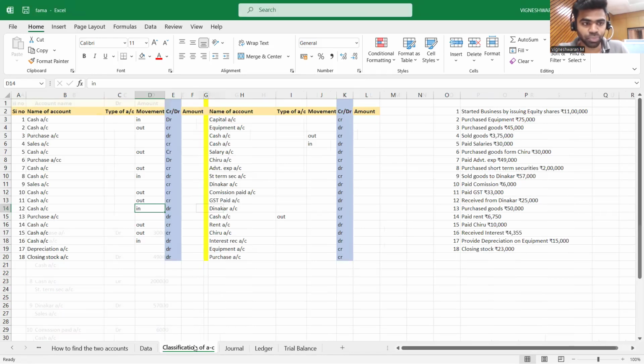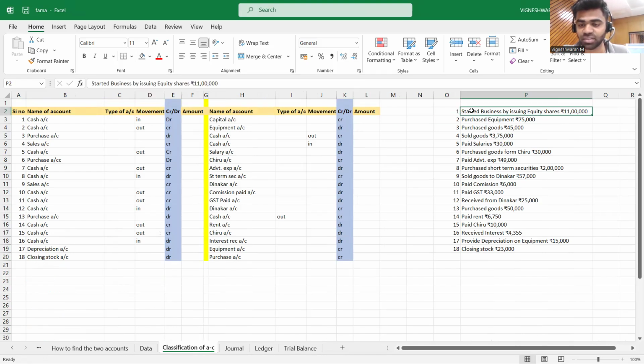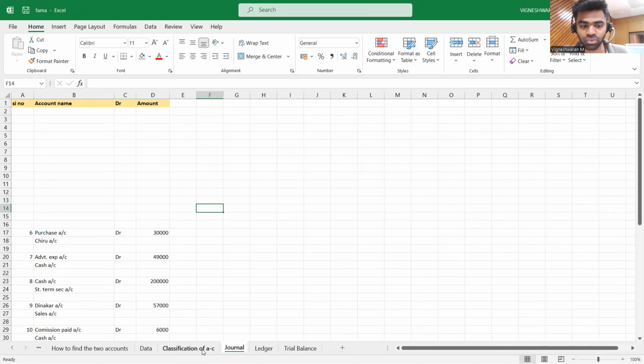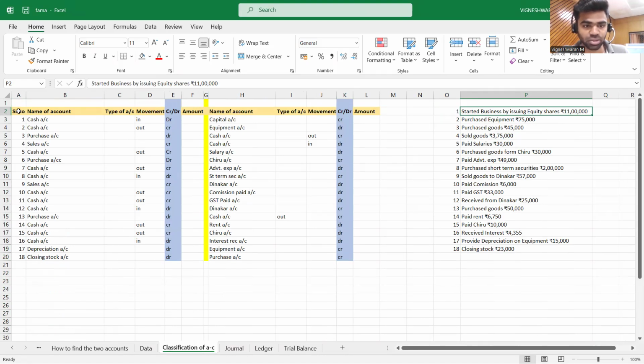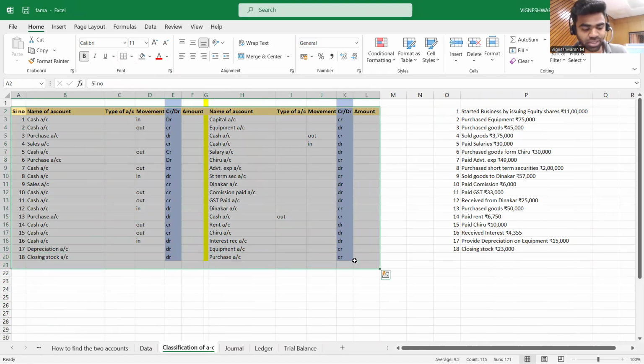That is how to classify the given entry into two types of accounts. In the last video, I covered how, if one statement is given, to find the two accounts in the statement and which account to credit and which to debit. Now we are going to make a journal out of it. So how to make the journal? First I am copying this content to the next place.